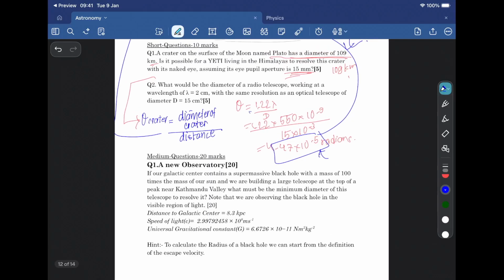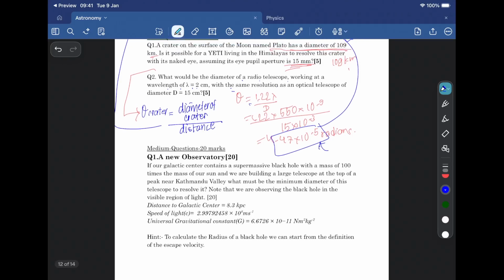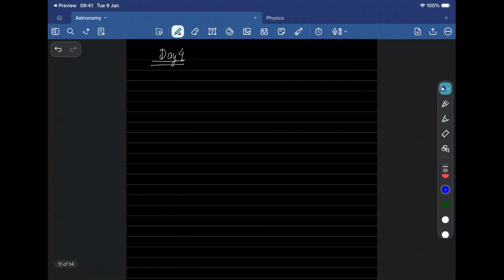Another question: what would be the diameter of a radio telescope working at wavelength lambda equals 2 centimeter with the same resolution as the optical telescope with that diameter? So let us do that question right here. We have theta radio equal to theta optical. So 1.22 lambda divided by d for both, or lambda radio by diameter of radio equals lambda optical divided by diameter of optical, right?